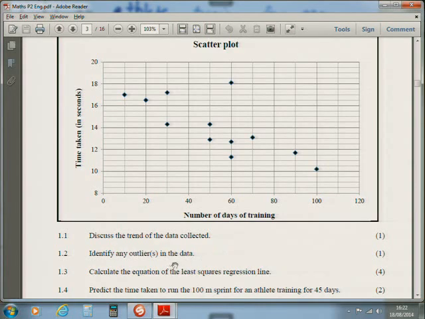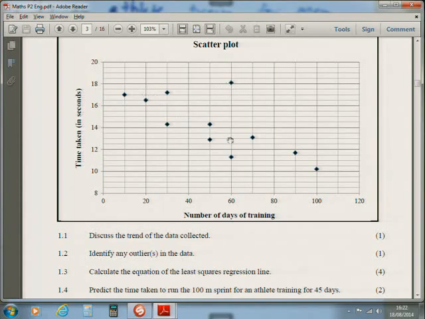Identify any outliers in the data. Now on the scatter plot, it becomes easy for us to identify the outlier. Here is the outlier. Can you see the outlier? So we can write that the outlier is 60 and 18.1. Do you see 60? And 18.1, it's not really on 18, it looks like it's a little bit above 18. Can you see that? That is the outlier.